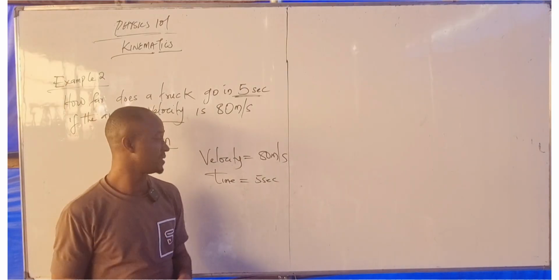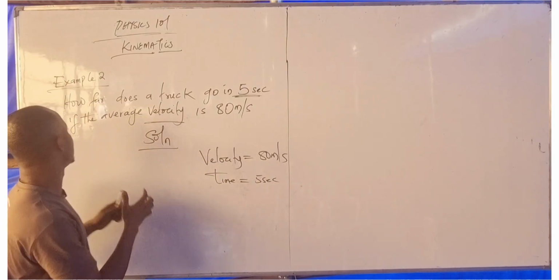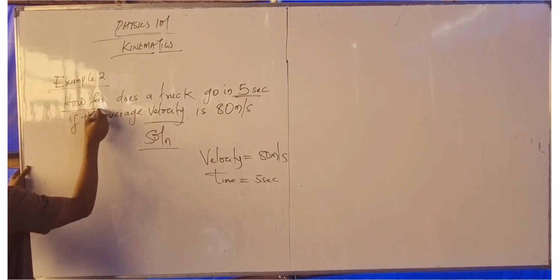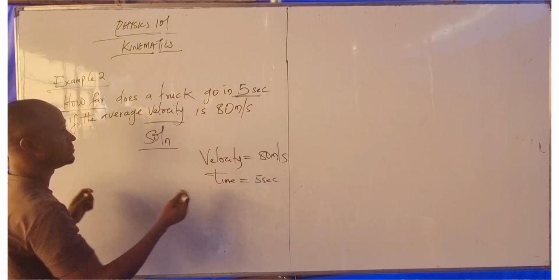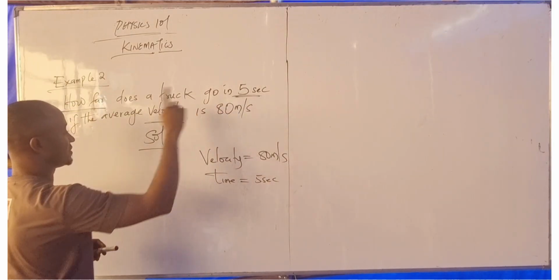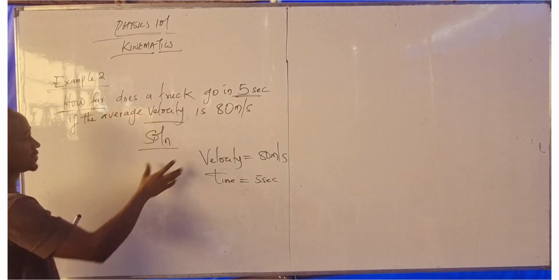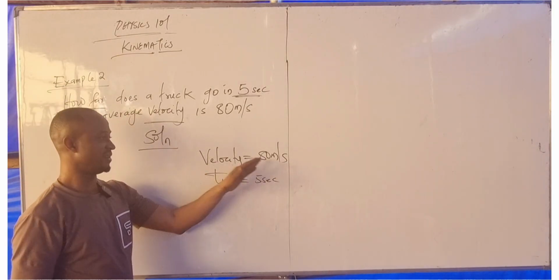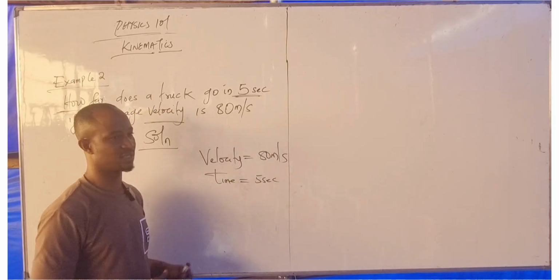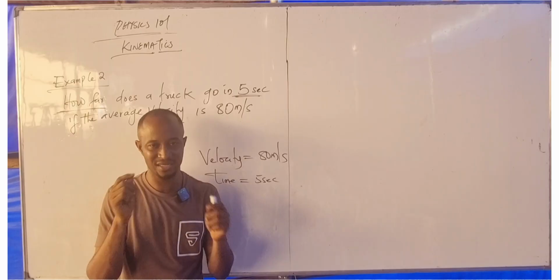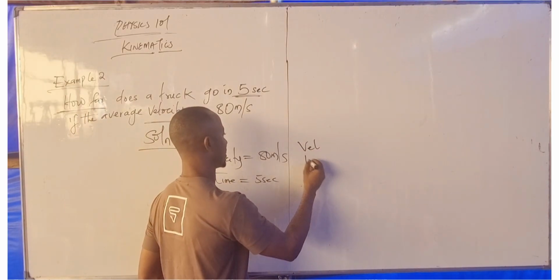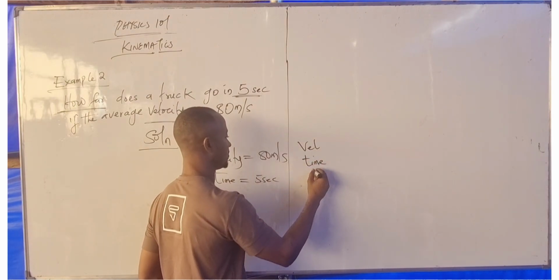There is a formula connecting velocity, time, and our displacement, right? We have to find how far the truck goes, meaning the displacement or distance covered in 5 seconds, if the average velocity is 80. Now, how do we solve this? We have to look for a formula that connects these three things together: velocity, time, and displacement.